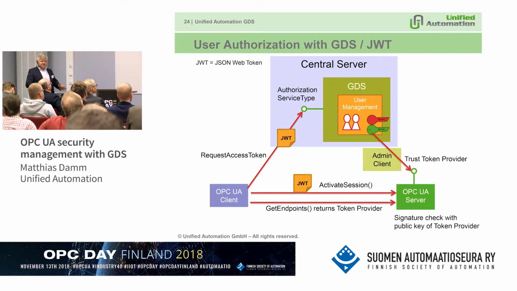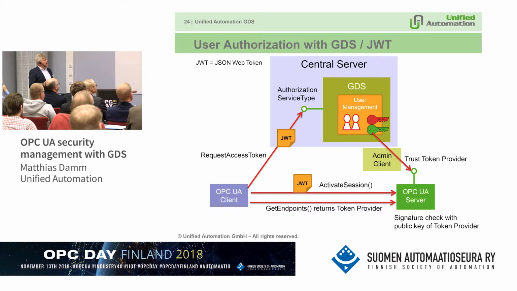In this case, the server that trusts such tokens from a centralized server needs to be configured to trust such a token server. And when a client connects to a server, it always calls GetEndpoints to find out what the security requirements are for connecting to that server. So the server can provide the information about the token server inside GetEndpoints. That's all standard OPC UA functionality.